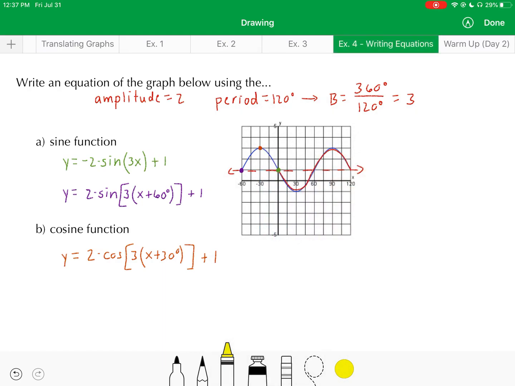Maybe instead of choosing that orange point, you chose this yellow point down at positive 30, negative 1. That's below the midline, and it's 30 degrees to the right of the y-axis. So how does that change the equation? Well, now it's going to have to be y equals negative 2 times cosine of 3 multiplied by the quantity of x minus 30 degrees. That'll give you the shift of 30 degrees to the right, and then plus 1 at the end. Okay.